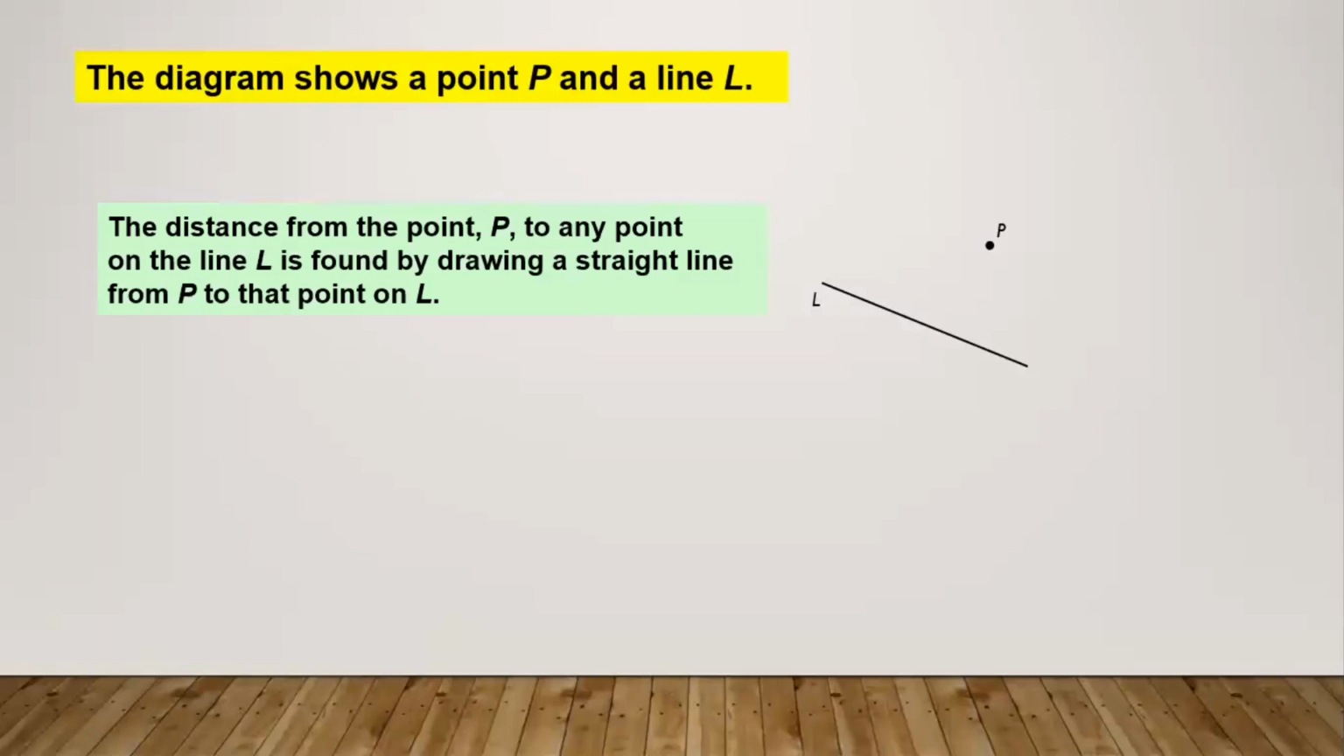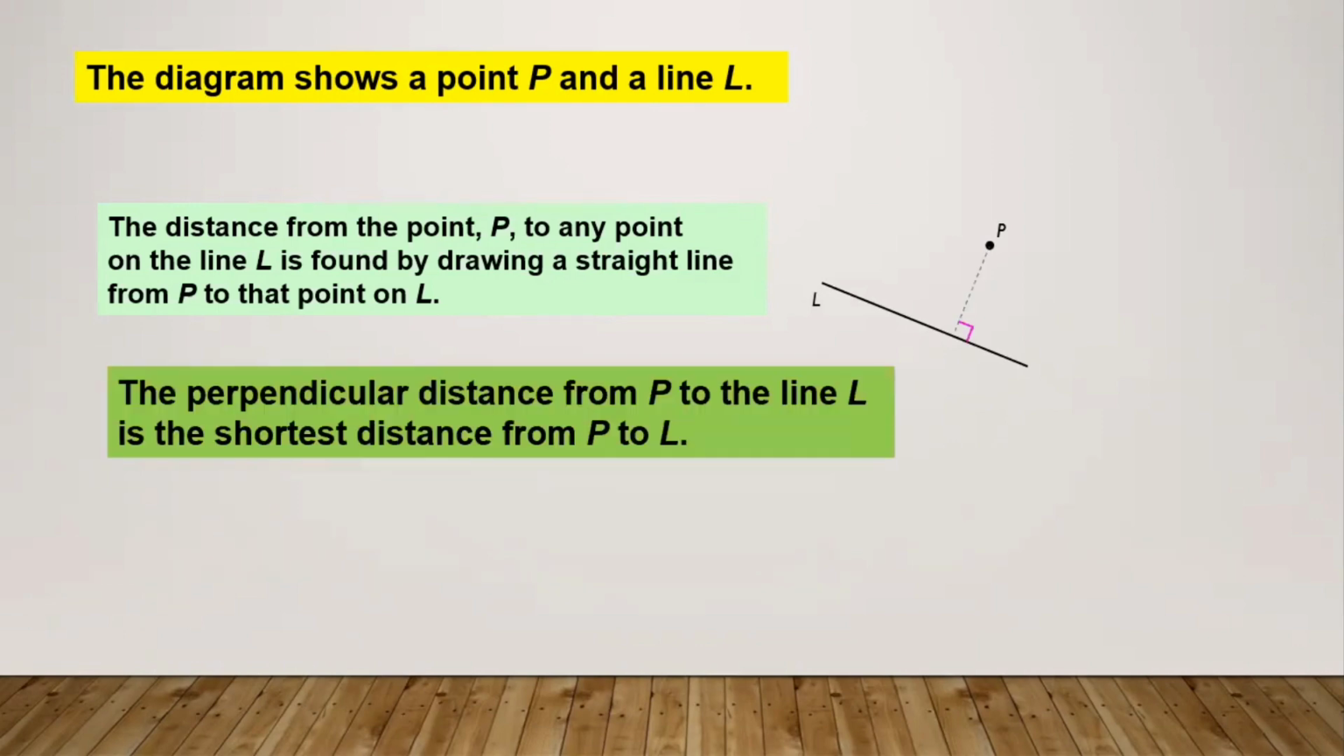So distance from the point P to any point on the line L is found by drawing a straight line from P to that point on L, which is a perpendicular line. So the perpendicular distance from point P to the line L is the shortest distance, and that is what we call the distance of a point from a line. So if you take any other point, this PM is our shortest.